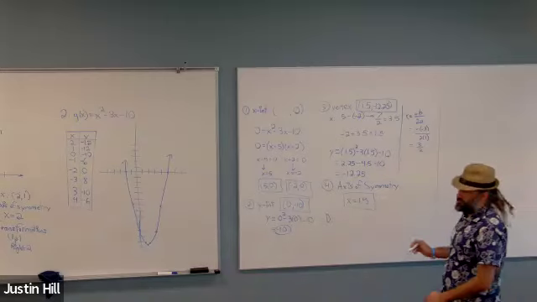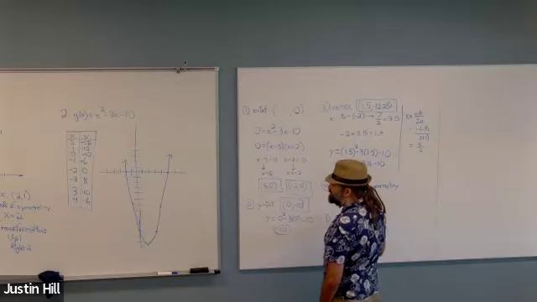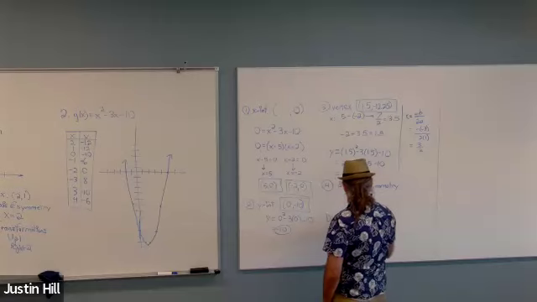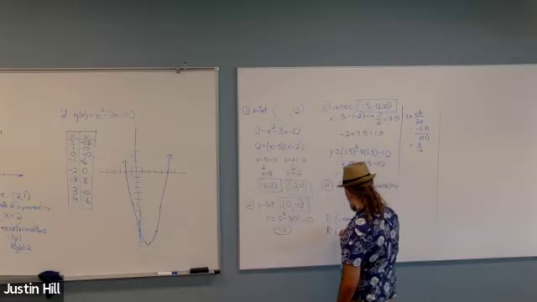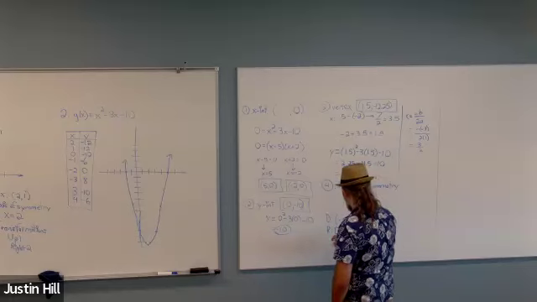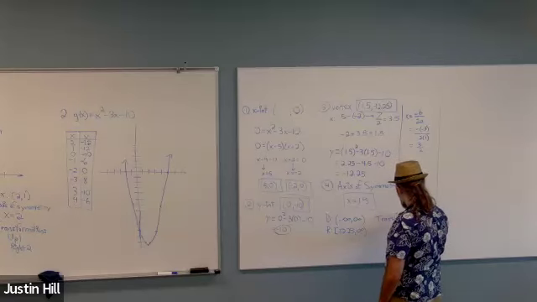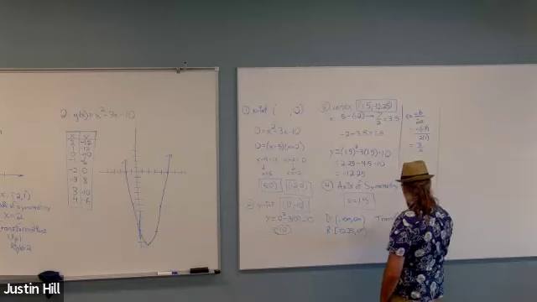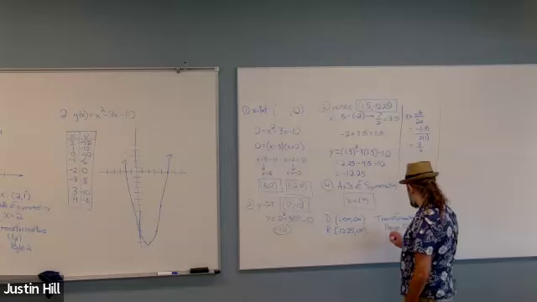So what did y'all say for domain? Yes, negative infinity to infinity. Indeed. What about range? Negative 12.25 to infinity, good. And then what would you say the transformations are on this? So this is going to be down 12.25 and right 1.